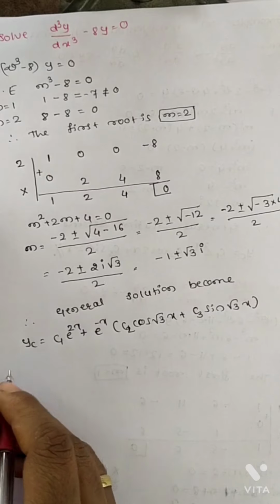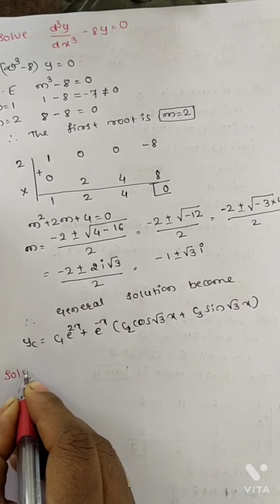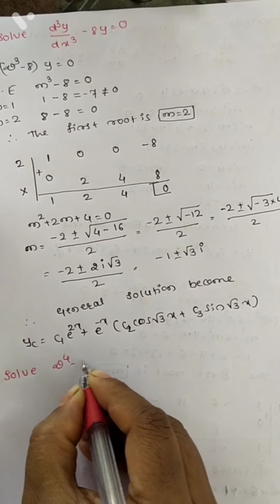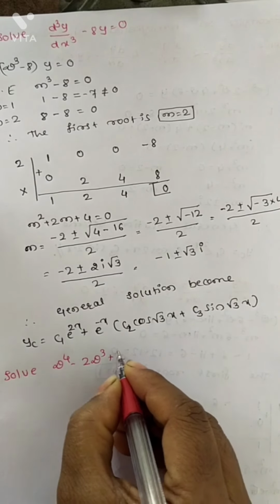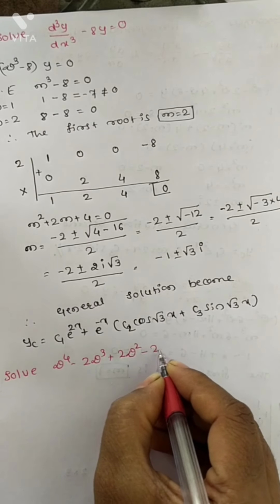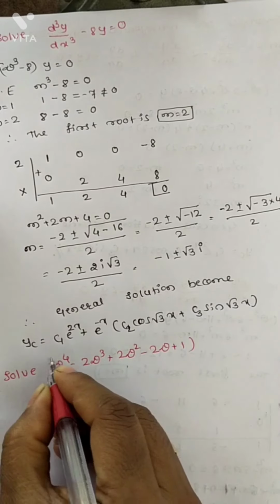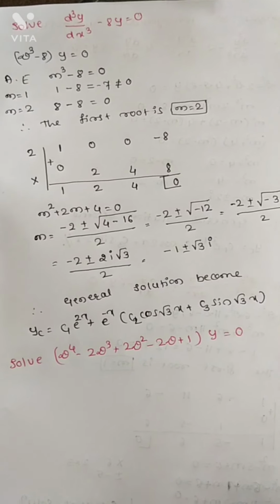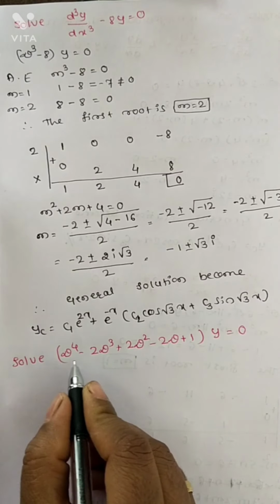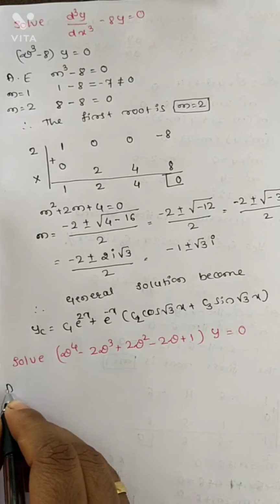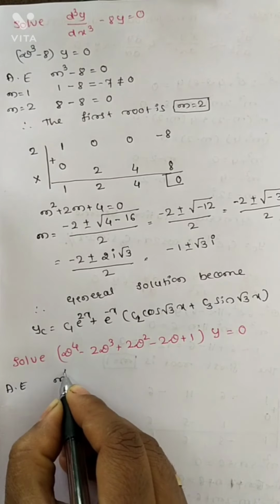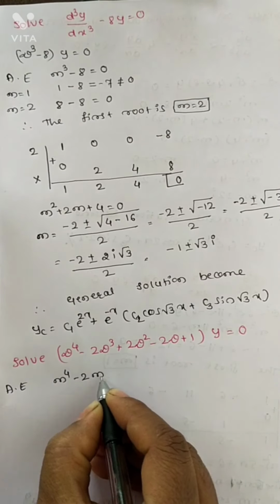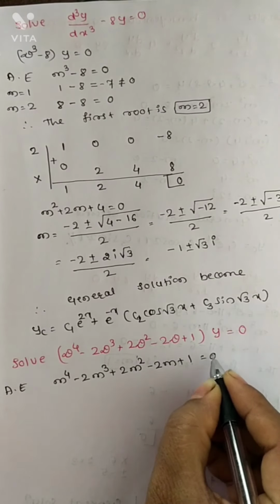Next we have to go for the next one. Solve d raised to 4 minus 2d cube plus 2d square minus 2d plus 1 into y is equal to 0. Now using this, again we have to apply what they directly gave in terms of d. We can take directly the auxiliary equation m raised to 4 minus 2m cube plus 2m square minus 2m plus 1 is equal to 0.